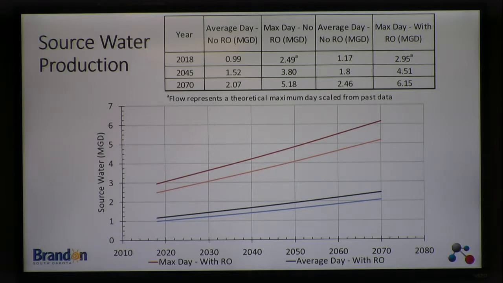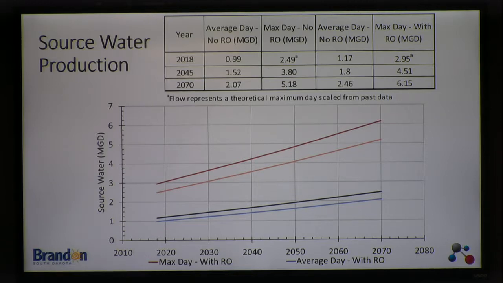The upper two pair of curves, the light brown and the dark brown line, represent the same concepts except for maximum day. And so if you look at the maximum day demand growth out to the future years, you can see in 2045 we're at about 3.8 million gallons per day for a system not using RO, and 5.2 in 2070. And in a system where RO is being used, we have a flow of about 4.5 out to about 6.2 in 2070.